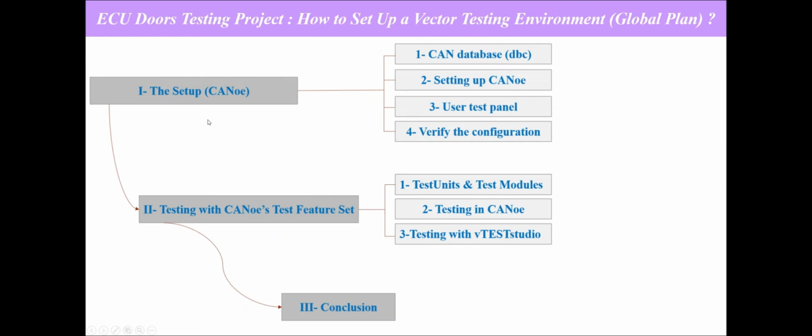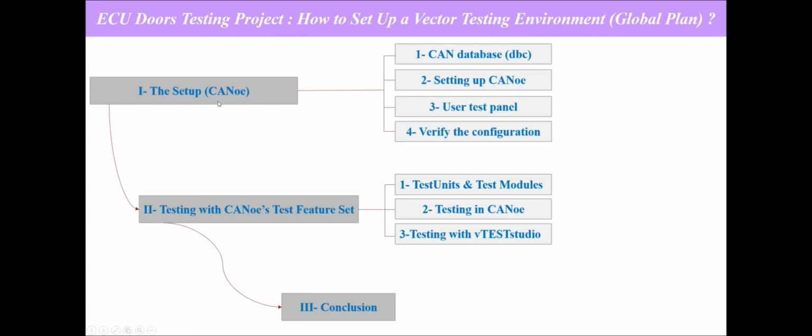Okay, so these are the three phases that you should follow: how to set up a Vector testing environment. This is the global plan. Each phase contains some steps, 4 steps, 3 steps. Okay, so this is the global plan. So let's see what we have in the next slide.